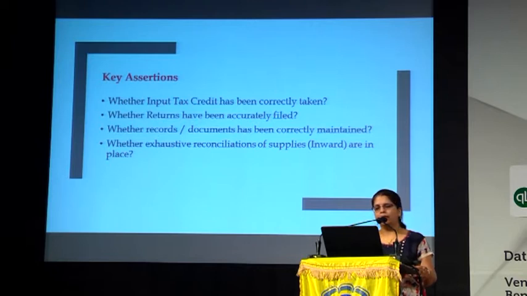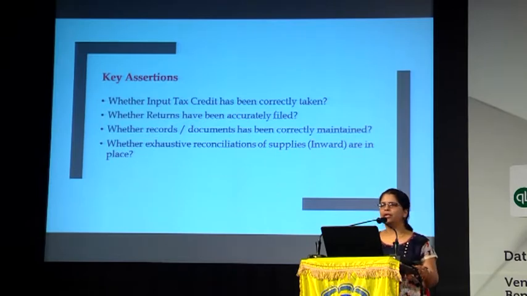input tax credit. Whether exhaustive reconciliations of supplies are in place is very important. I think the task is only reconciliation for all of us. What are the possible reconciliations we are supposed to do to comply with the law? First reconciliation is GSTR 3B with GSTR 1. Yes? That is the first reconciliation we have to do. The second reconciliation is GSTR 9 with your 9C. The third reconciliation is GSTR 9C with your books of accounts, with your audited books of accounts. It means there are different steps of reconciliation we are supposed to comply with under the GST law. So whether this kind of exhaustive reconciliation has been made or not.